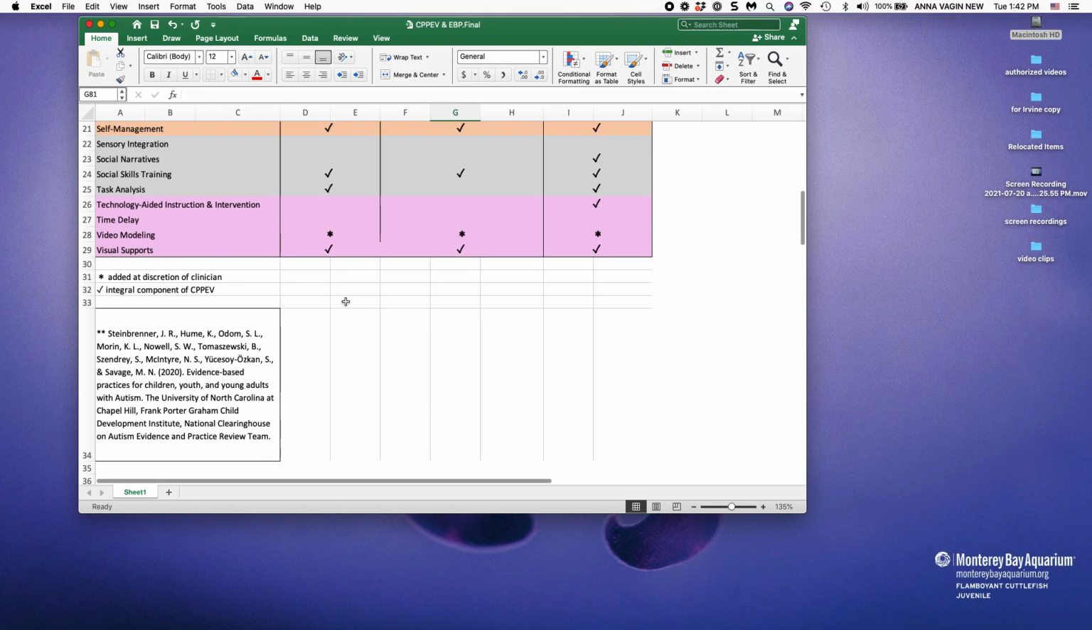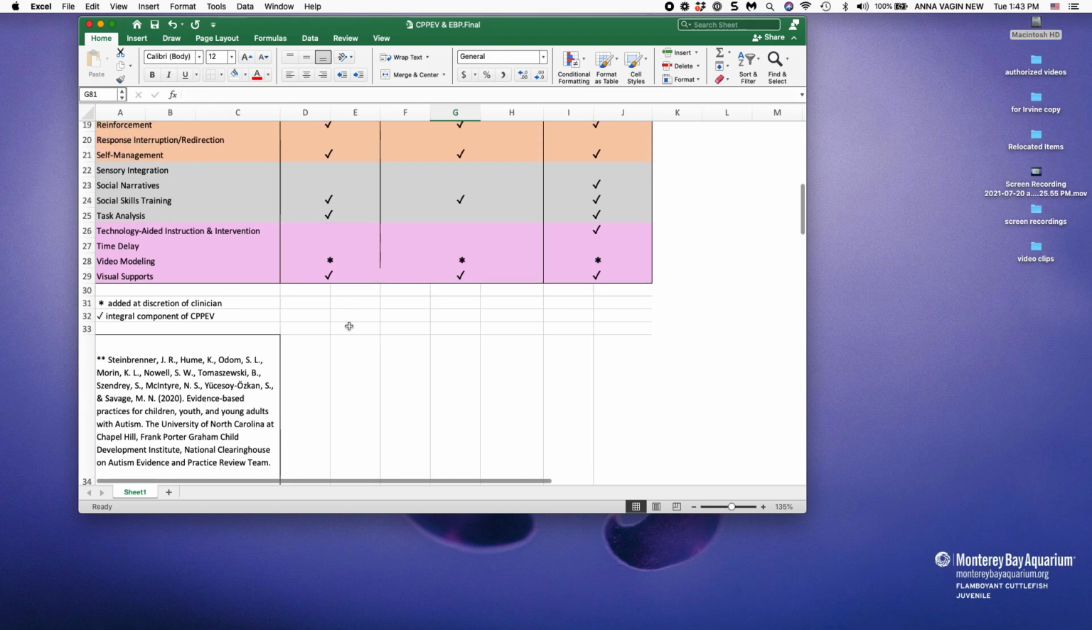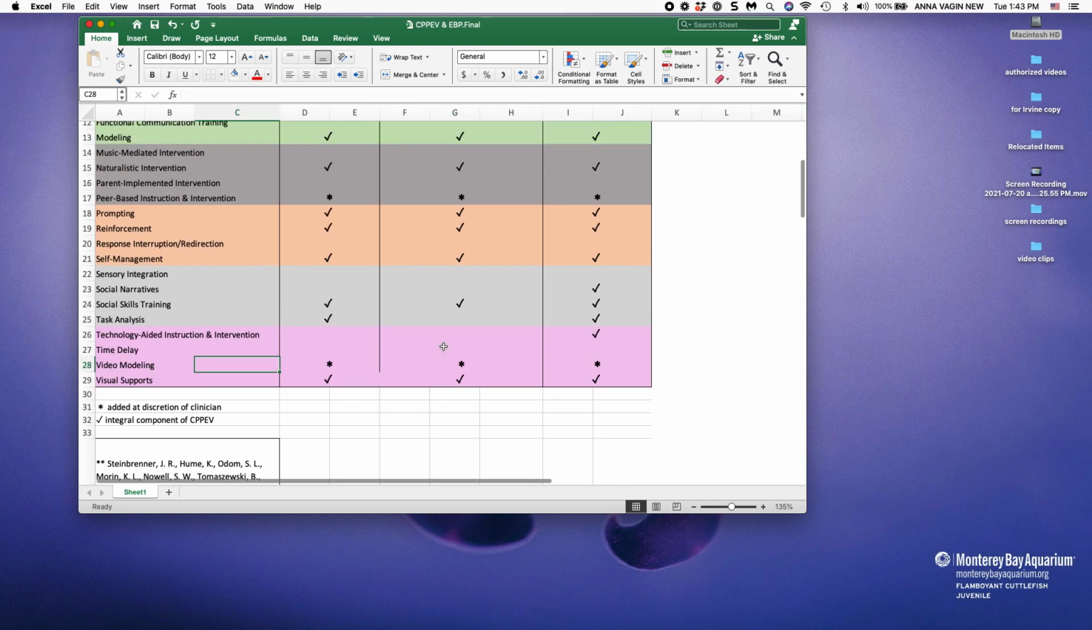And you'll find that there's a guide to the indicators. The check means that it's an integral component, and the little asterisk is it's added at the discretion. So if you want to do video modeling, you certainly could do it. If you wanted to bring in peers, you certainly could do that, but that isn't strictly in the program. It's at your discretion.